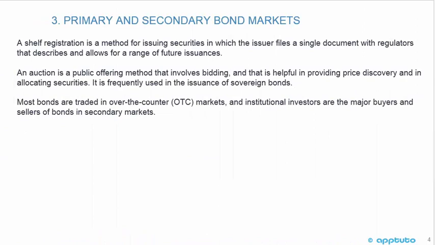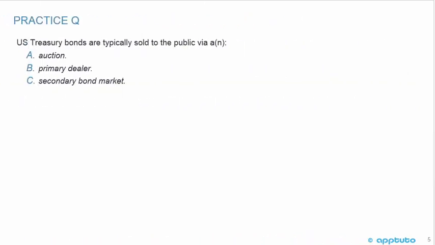A shelf registration is a method for issuing securities in which the issuer files a single document with regulators that describes and allows for a range of future issuances. An auction is a public offering method that involves bidding, and that is helpful in providing price discovery and in allocating securities. It is frequently used in the issuance of sovereign bonds. Most bonds are traded in over-the-counter markets, OTC, and institutional investors are the major buyers and sellers of bonds in secondary markets.